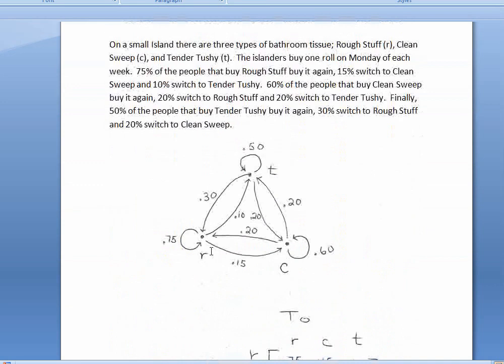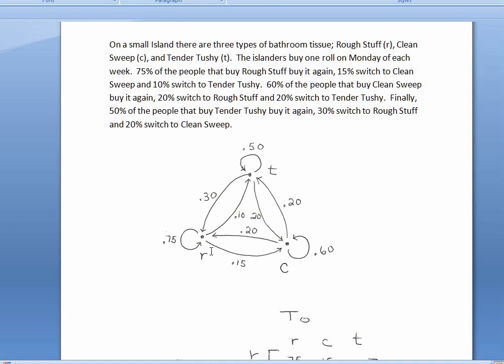The next application you did in the 9th grade also, and I think we did this with Reebok, Nike, and Fila. On a small island, there's 3 types of bathroom tissue: rough stuff, clean sweep, and tender tushy. The islanders buy 1 roll on Monday each week. 75% of the people that buy rough stuff are going to buy it again. 15% switch to clean sweep, and 10% switch to tender tushy.